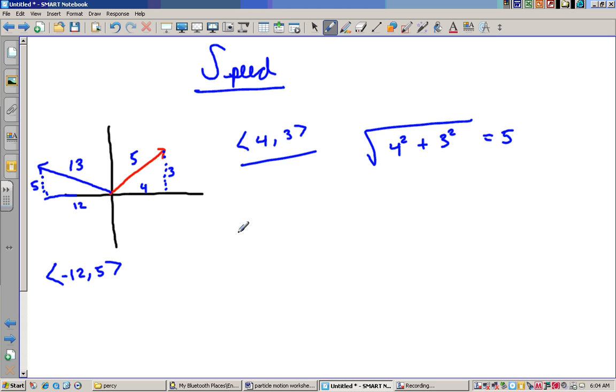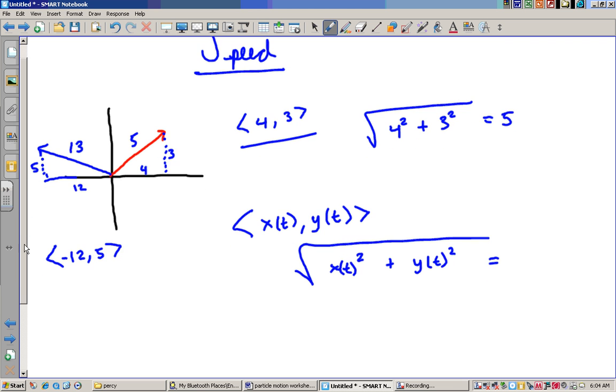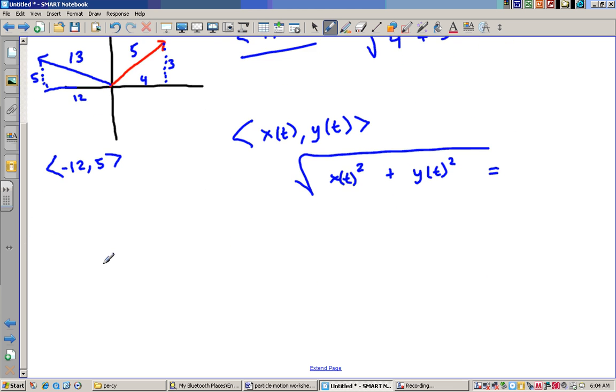So how do we find the magnitude of a vector that is x of t, y of t? Well, if this is my vector, its magnitude is going to be the square root of x of t squared plus y of t squared. And this is known as the magnitude of the vector. The reason this is important is because speed is defined by this word. Speed is the magnitude of the velocity vector.